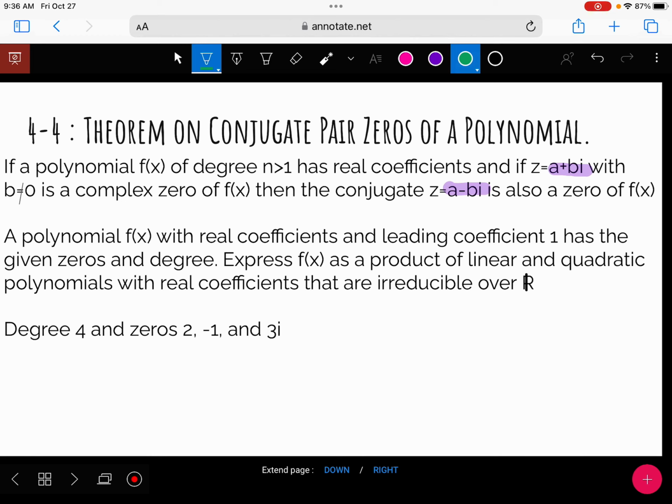So what we're going to do is we're going to write this as a f of x equation. So it says product of linear and quadratic polynomials. So product means things that are multiplied together, right? Things that are multiplied together is factored form. So this means factored form.